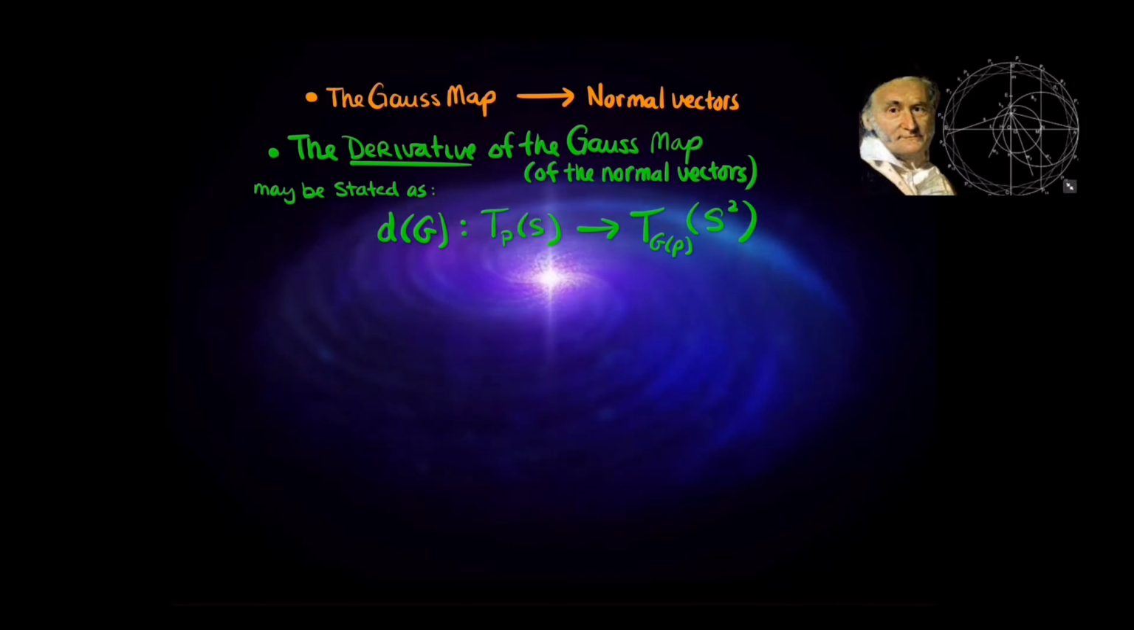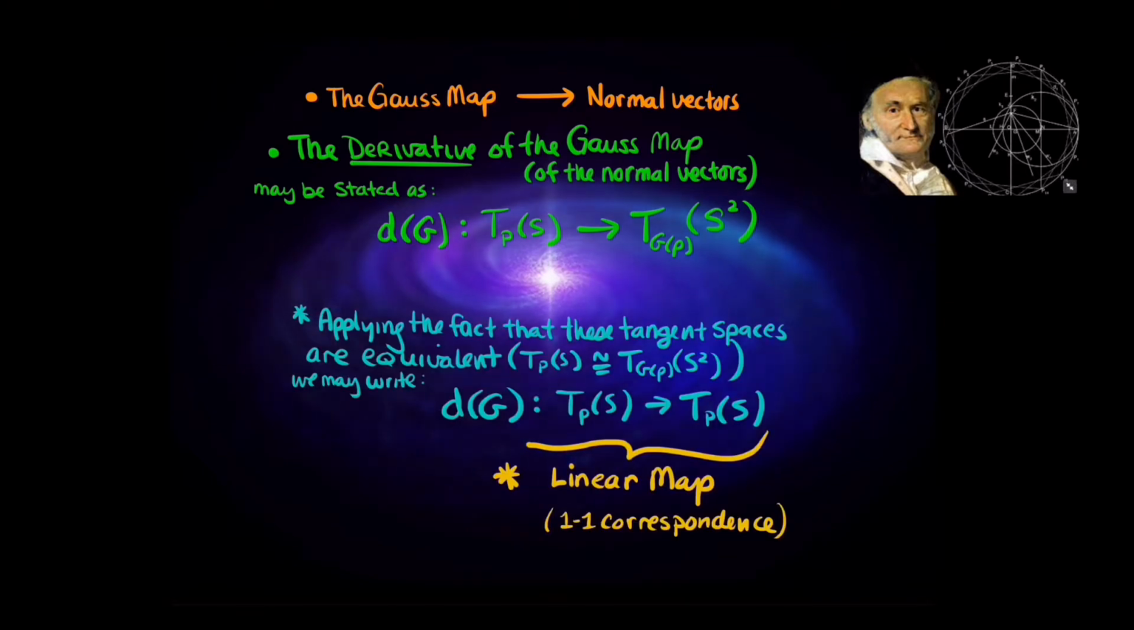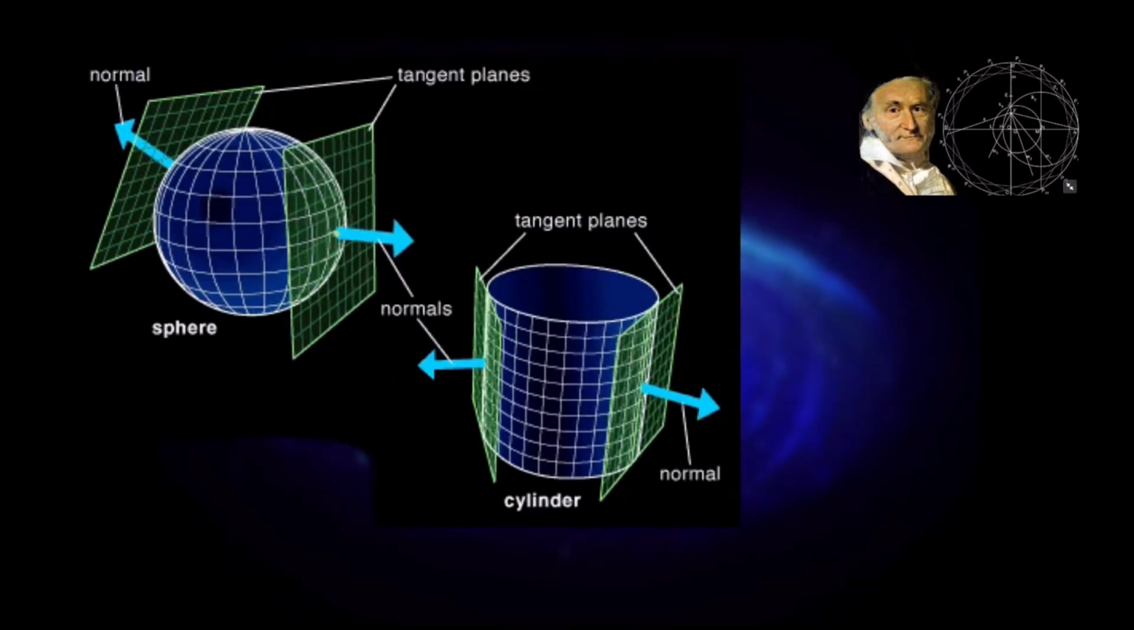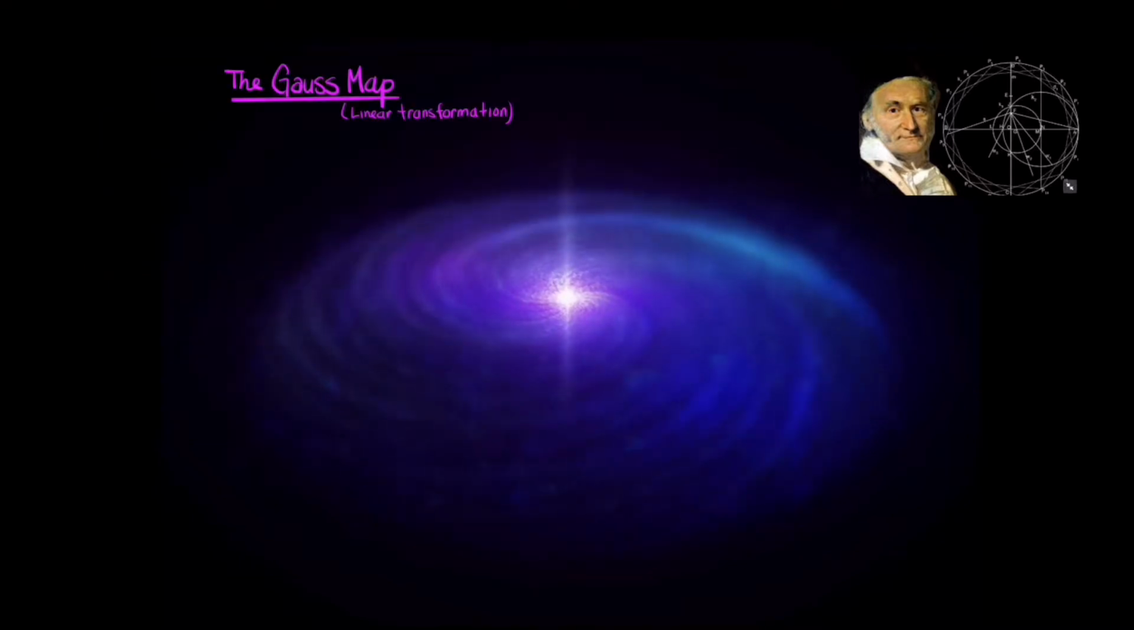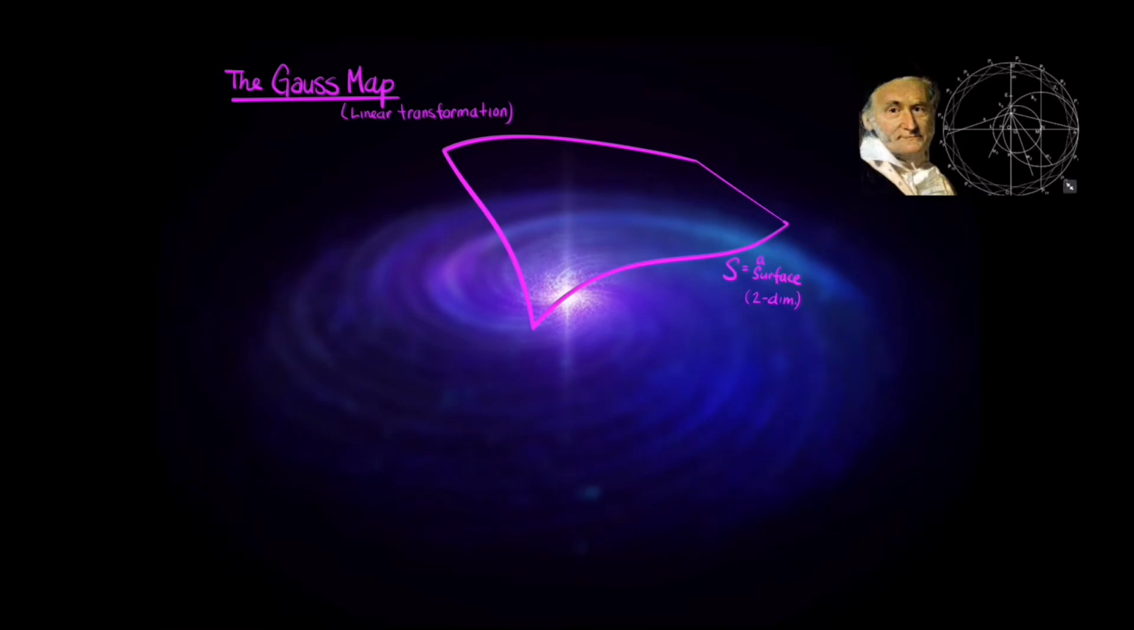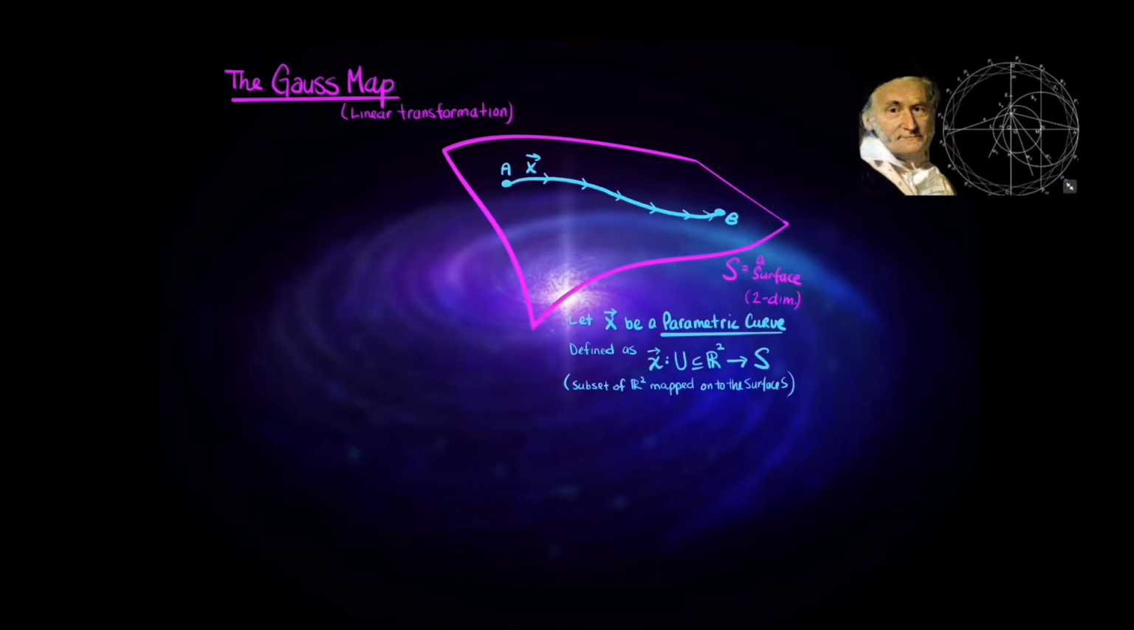The Gauss map sends a unit normal vector on the surface to a unit radial position vector in the unit sphere. Differentiating this map gives us the connection between the tangent planes. The Gauss map works like this.